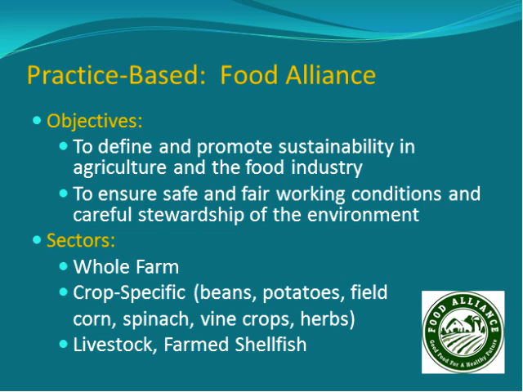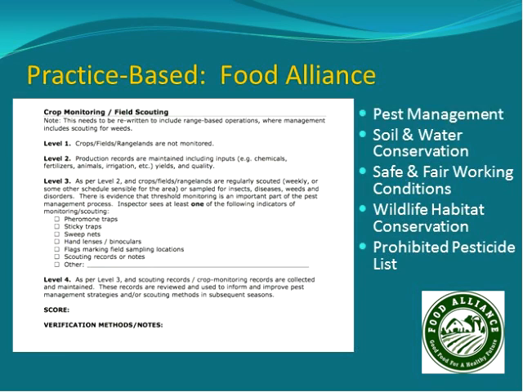They have probably, I'm guessing, 60 different crop-specific standards. I just listed a few here as an example. And they also have standards for livestock and farm shellfish. And what's different about Food Alliance compared to Healthy Grown is that there are different levels of points for Food Alliance. So they have a particular question, and then you get different points depending on your increasing sustainability.